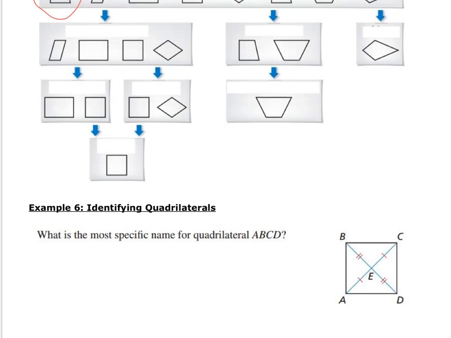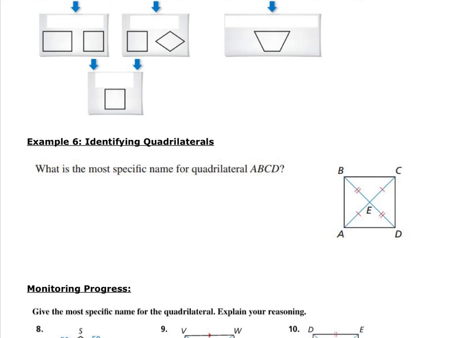So let's go ahead and go down here. Here we're going to tie everything together. In example 6, they want you to classify this quadrilateral ABCD. Let's look at the markings. The only thing they tell you with the markings is that you have some congruent pieces on the diagonals. When I first glance at this object, I'm thinking square. But I can't go by what I see. I have to go by what I can prove.